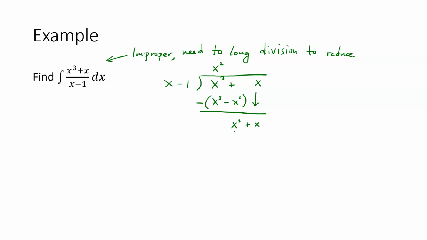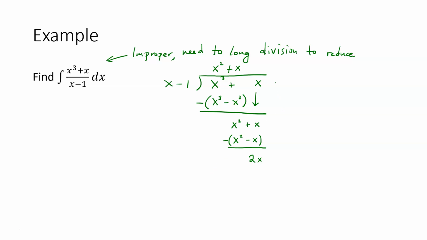Now I'm going to take x squared here, the first term, x squared divided by x here, plus x. So that'll be the next term. So I'll multiply x times x minus 1. So I'll have x squared minus x. And then I subtract it from above. And that gives me, see, x squared minus x squared, those two terms cancel, and then x minus negative x will give me 2x. Okay.